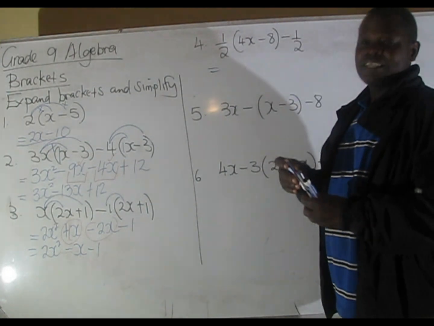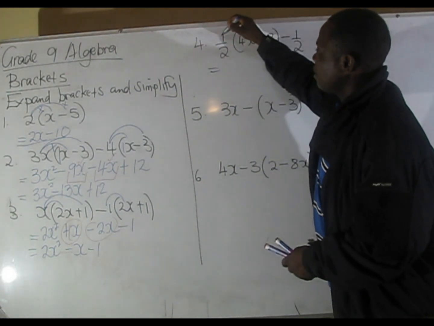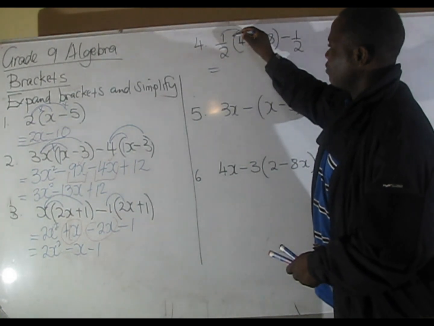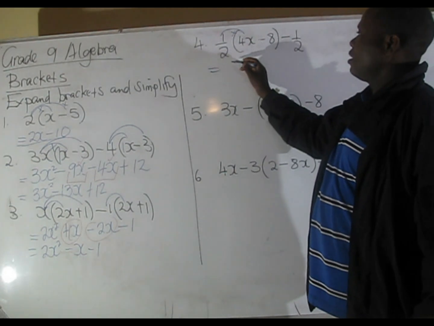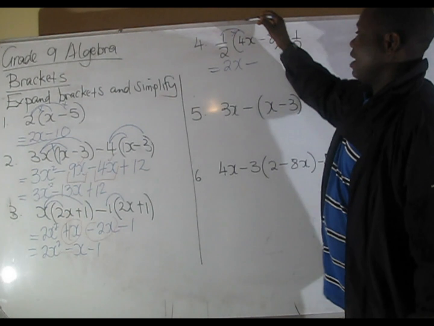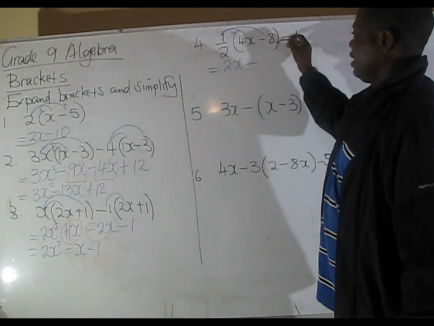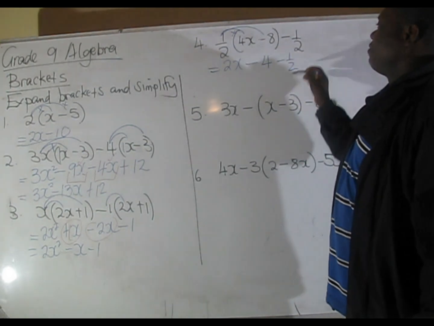The method is the same. We are removing brackets by multiplication. So we're going to multiply half times 4x. Half of 4x is 2x. Then I multiply half times negative 8. That gives me negative 4, and then minus half.